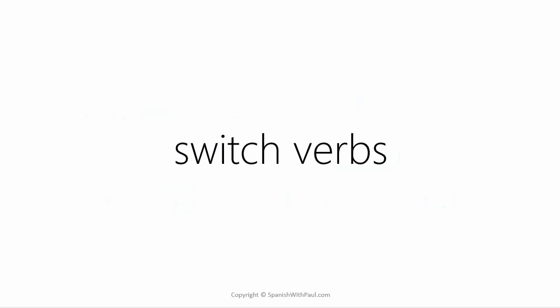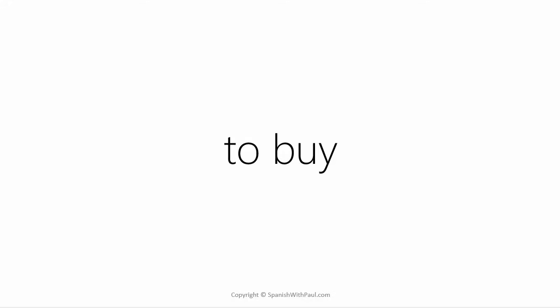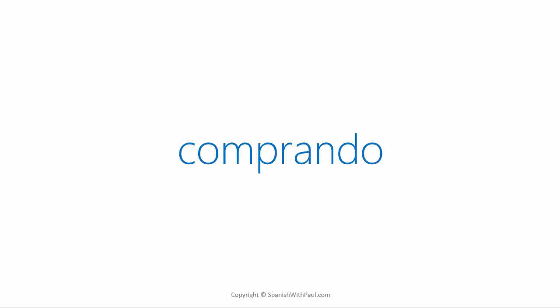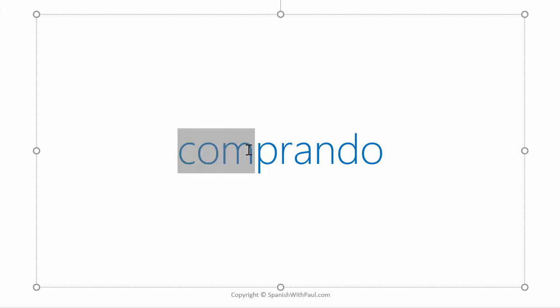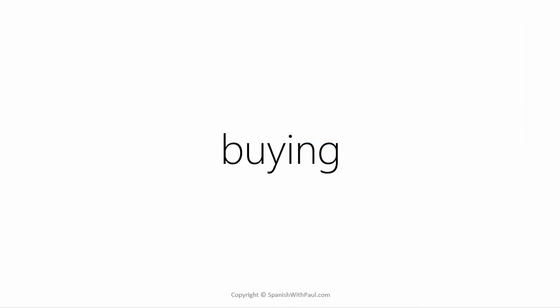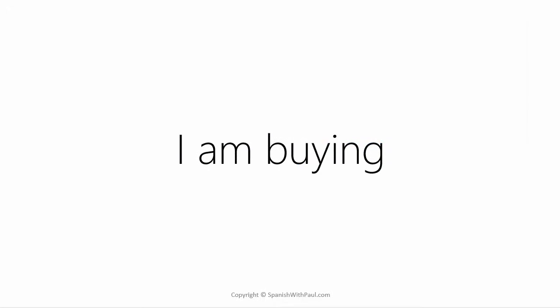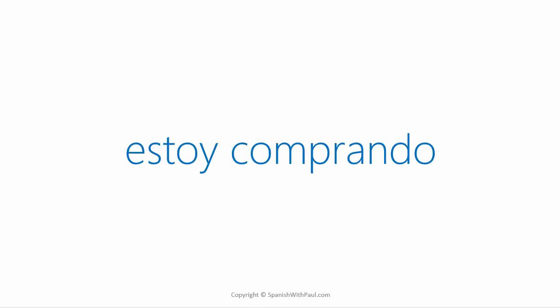Let's switch verbs. The verb to buy is comprar. If we want to express buying, the sound goes to comprando. Here again, you can see the same ando sound at the end. So we have comprando. This means buying. How would you say, I am buying? Estoy comprando.